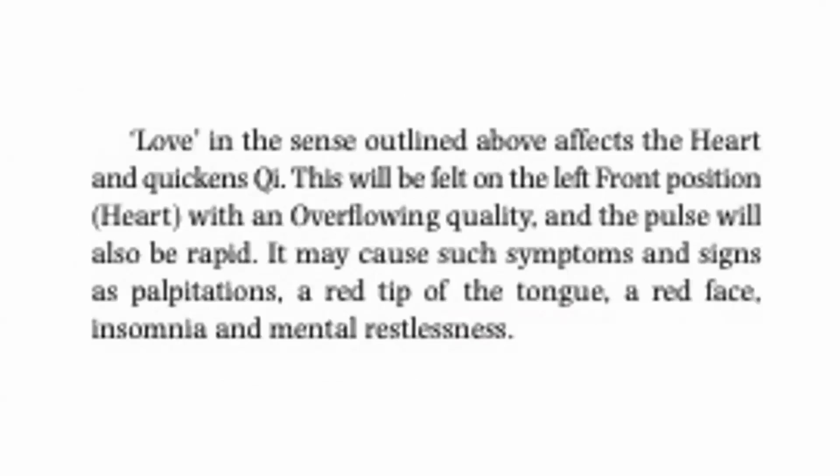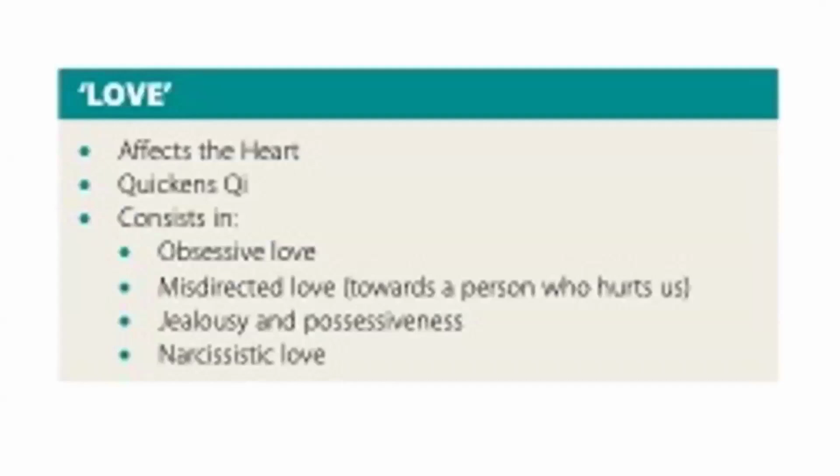Love, in the sense outlined above, affects the heart and quickens chi. This will be felt on the left front position, heart with an overflowing quality, and the pulse will also be rapid. It may cause such symptoms and signs as palpitation, a red tip of the tongue, a red face, insomnia, and mental restlessness. To summarize, love affects the heart and quickens chi; it consists in obsessive love, misdirected love towards a person who hurts us, jealousy and possessiveness, and narcissistic love.